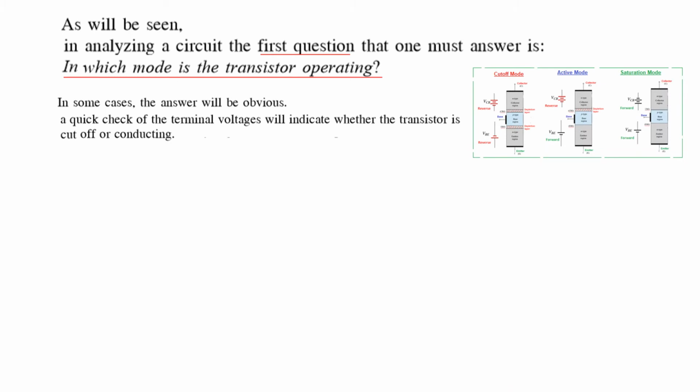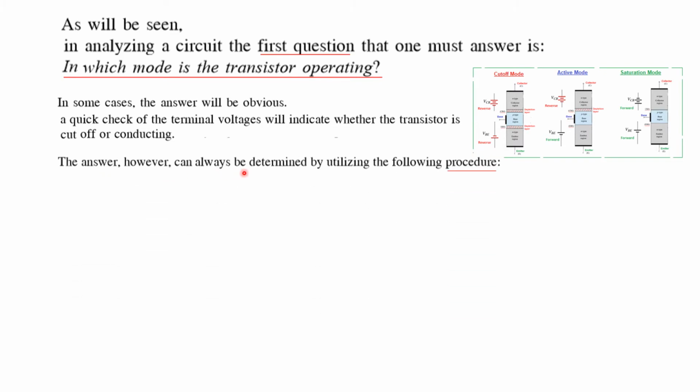And we'll take help of this diagram. You can see in the cutoff mode, both junctions are reverse biased, that is the base emitter junction is reverse biased, and the collector base junction is also reverse biased. Whereas in the active mode, the base emitter is forward biased, and the collector base is reverse biased. And in the saturation mode, both are forward biased. This is forward biased and this is also forward biased.